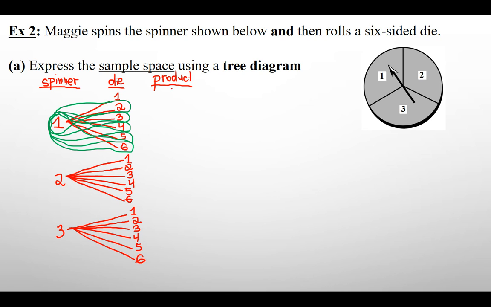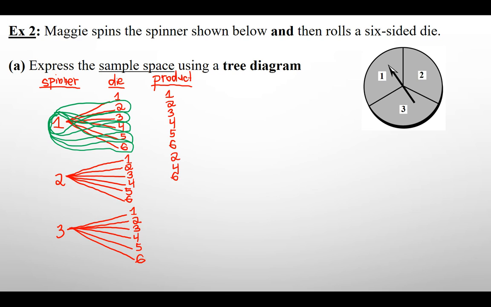So we're going to go 1 times 1, which would be 1. 1 times 2, which would be 2. 1 times 3 would be 3. 1 times 4 would be 4. 1 times 5 would be 5. 1 times 6 would be 6. 2 times 1 would be 2. 2 times 2 would be 4.